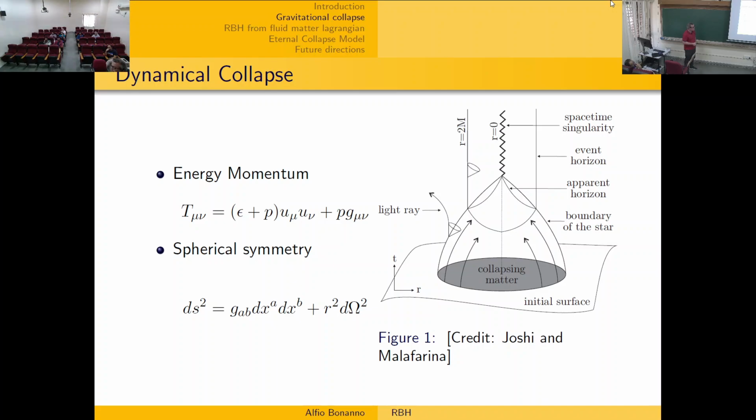So the outgoing and ingoing null cones at each point of the trapped surface actually point towards a smaller value of the radius. Imagine that we have an energy momentum tensor given by this expression, and imagine that spherical symmetry is imposed. That is the picture that we get in general relativity. As you can see, at some moment, a singularity must form.